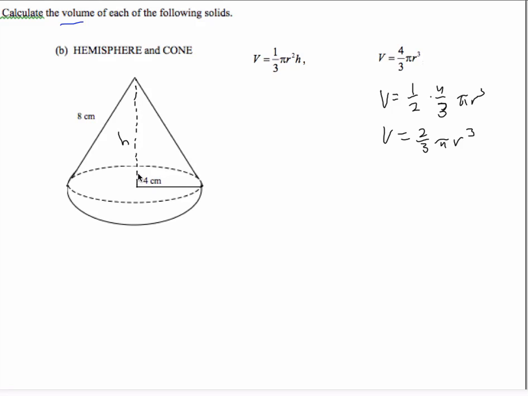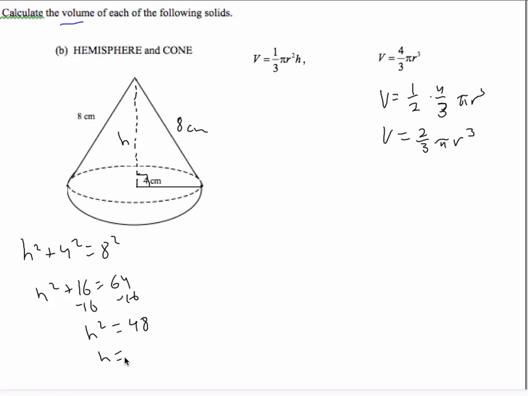So what we can do is we can actually use the Pythagorean theorem here, because this is a right angle and this is 8 centimeters. So we can find the height first. So h squared plus 4 squared equals 8 squared. 4 squared is 16, so h squared plus 16 equals 64. And we subtract 16, we get h squared equals 48. So h equals root 48. I could get a decimal for that, but I'm just going to leave it as root 48 for now. Okay, I'm going to use that in our formula.